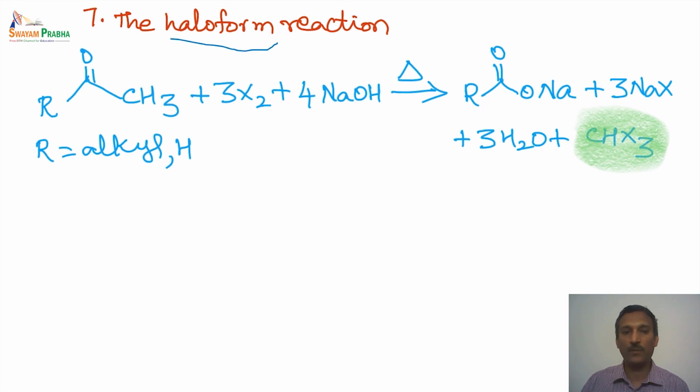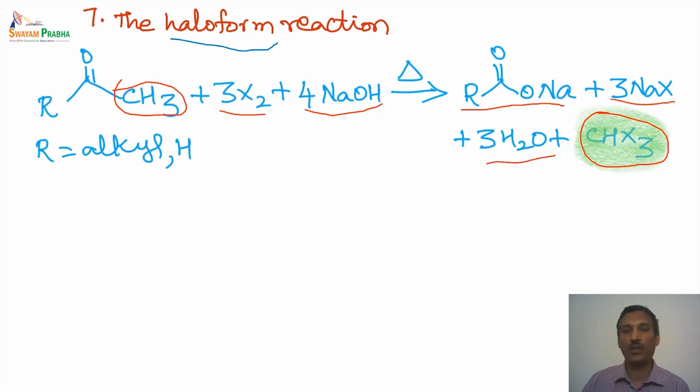In this reaction, basically a ketone with a methyl group. If R is an alkyl group, it is a ketone. If R is hydrogen, it is an aldehyde. So either acetaldehyde or methyl ketones, when reacted with a halogen in the presence of a base, preferably sodium hydroxide, and when you heat it, we end up with a haloform. Correspondingly, the sodium salt of the carboxylic acid is also formed in that reaction. The other products include sodium halides and water. In this reaction, the methyl group is the only thing which gets converted into CHX3. So this reaction is applicable only for the formation of haloforms from methyl derivatives.